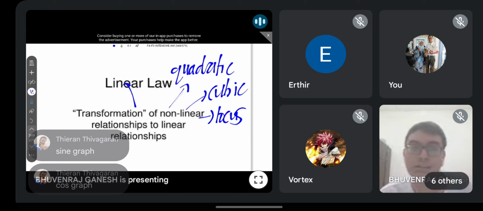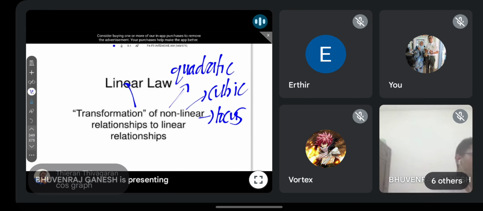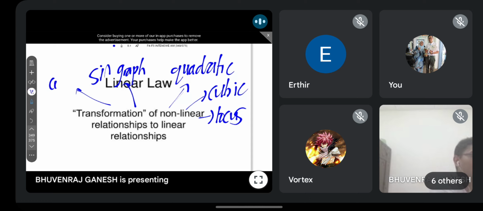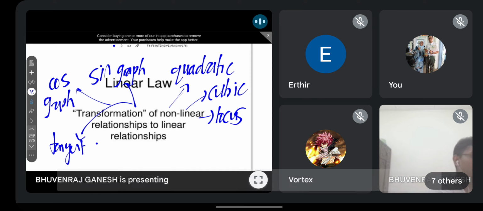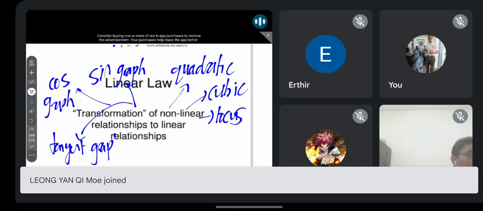Salingan. Oh ya, okay, sine graph, cos graph, correct. Not wrong. Salingan maksud kamu apa, Nabila? Reciprocal ke kalau tak silap saya? Adakah kamu maksudkan yang tu? Cos graph, tangent graph. All these are non-linear relationships, guys. Got a lot. You can see there's so many non-linear.